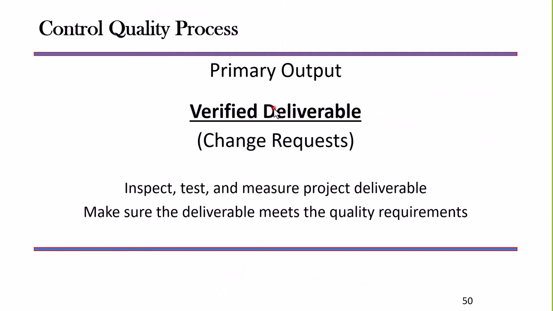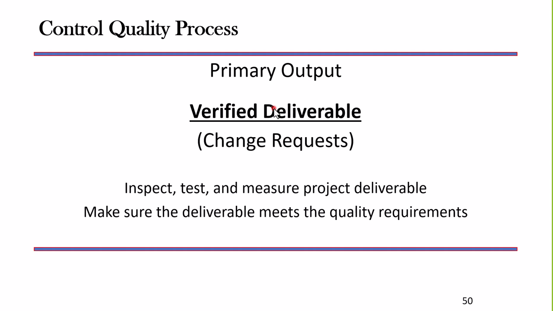Control Quality. Obviously, I'm skipping over 40 processes probably. I'm combining them in a manner of high level. But Control Quality is one of the 10 monitoring and controlling processes below integration. It's important because I am looking at the deliverable. The deliverable is an output of Direct and Manage Project Work. It flows into Control Quality.